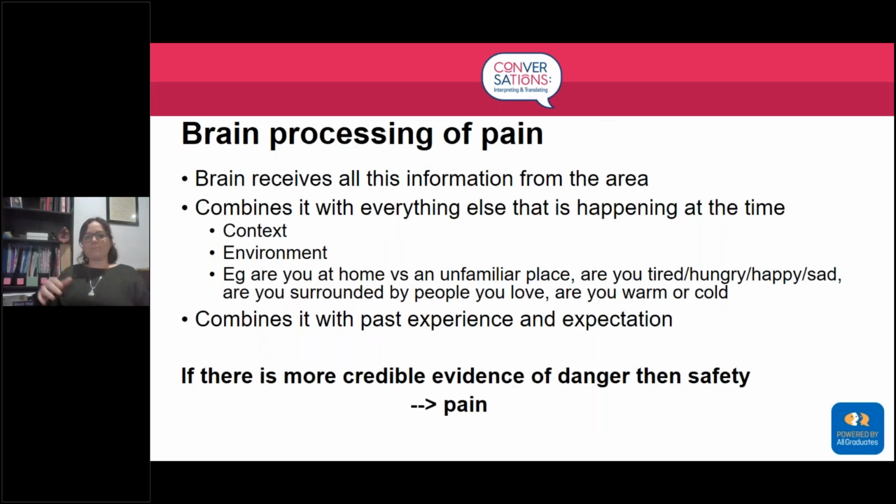So we've said that the brain receives all of the information from the area, and it needs to combine it with everything else that is happening at the time. So context is really, really important when it comes to pain. What's the environment that you're in as it's happening is one of the biggest factors.